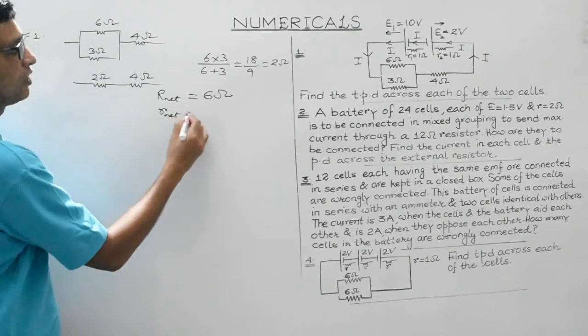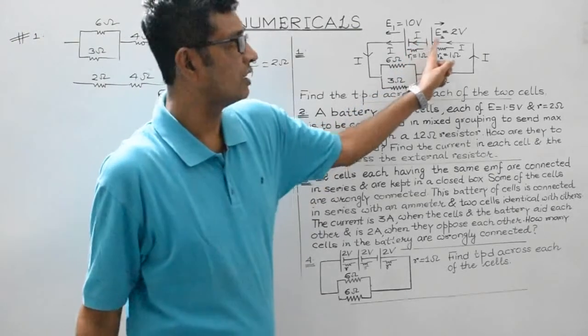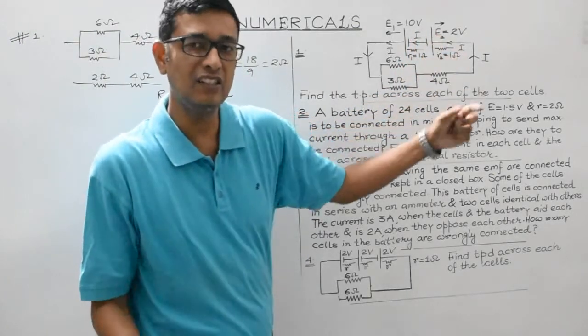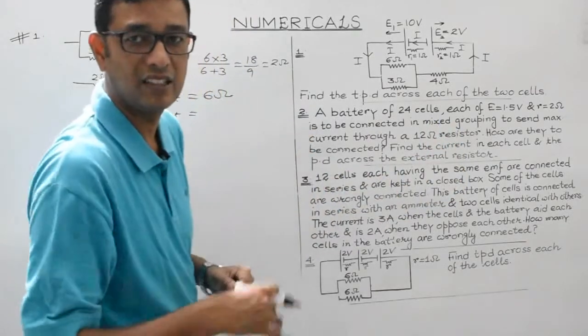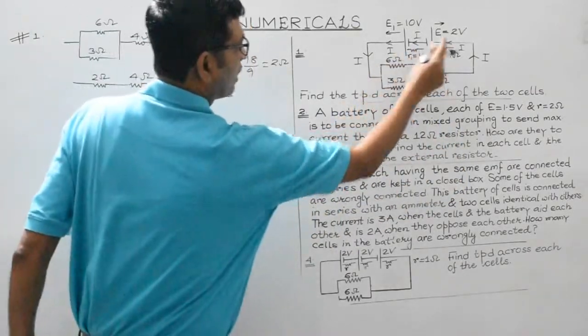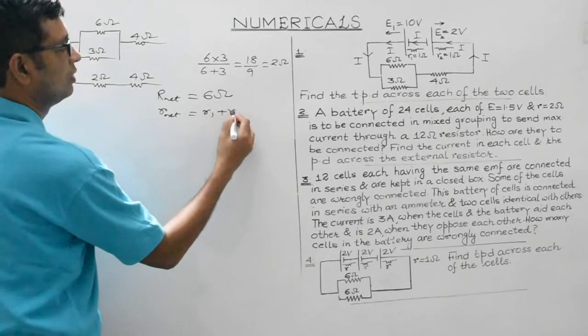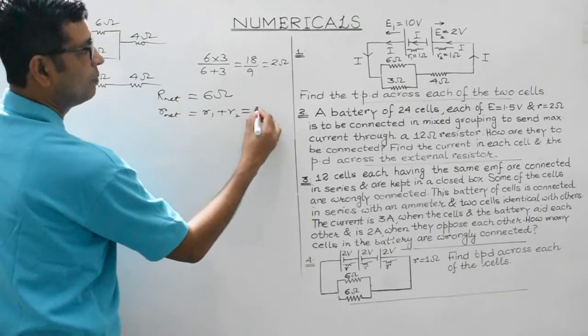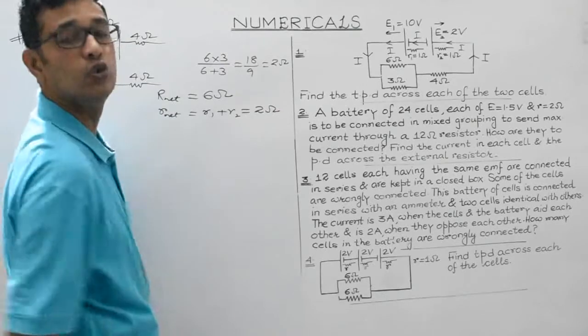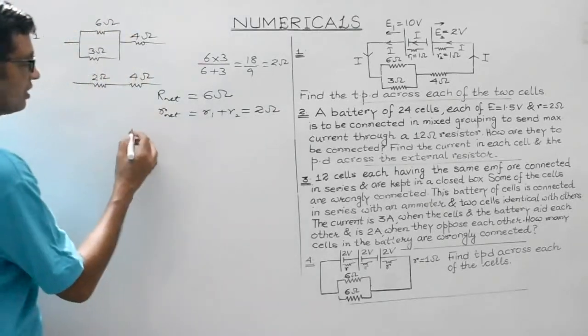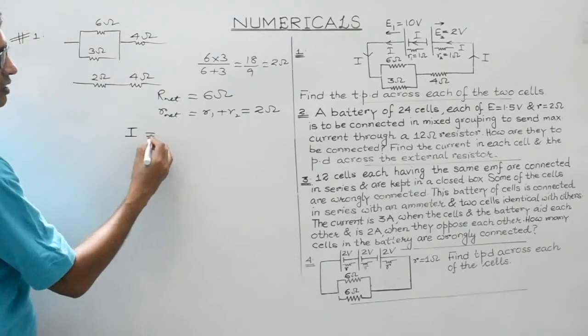What about the net internal resistance? These two cells are connected in series. In series the resistances get added up. R net is equal to R1 plus R2, since they are connected in series. So 1 plus 1, that will give us 2 ohm, right? Now let's determine the net current flowing through the circuit.